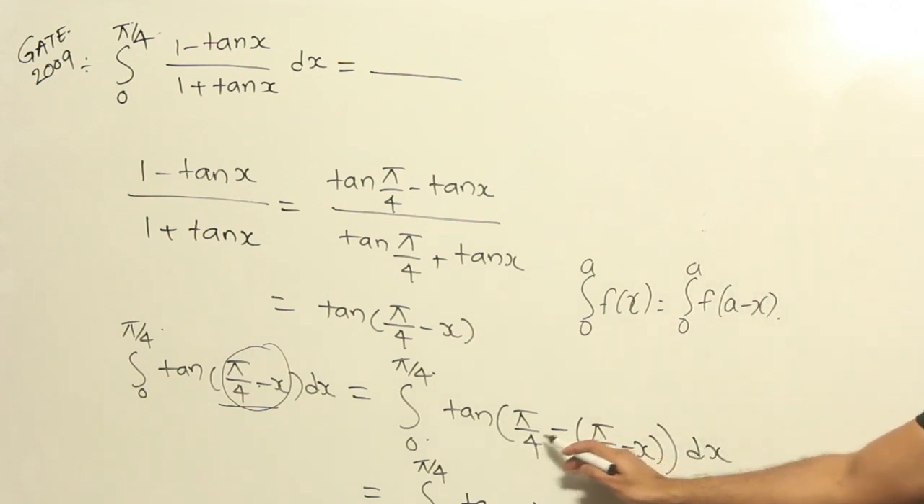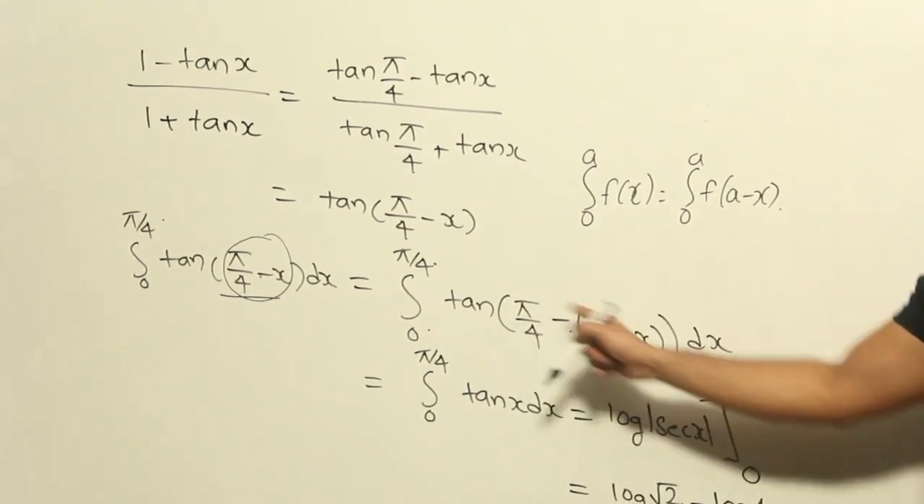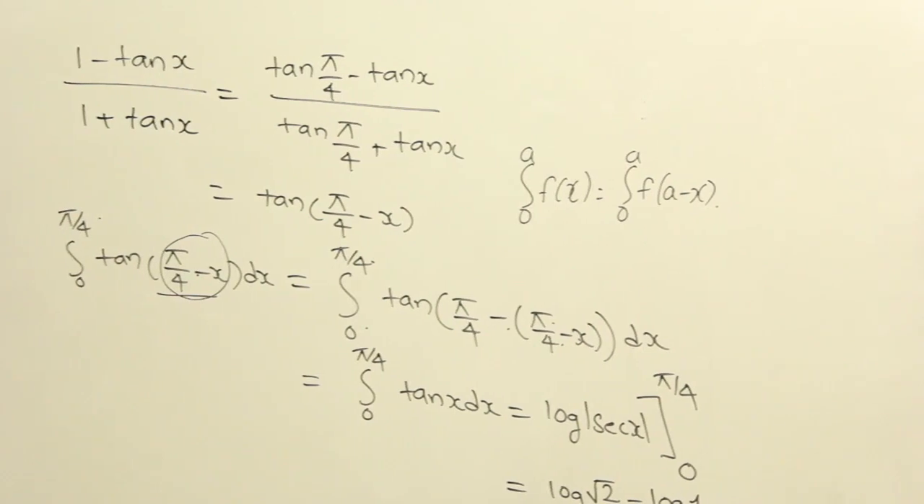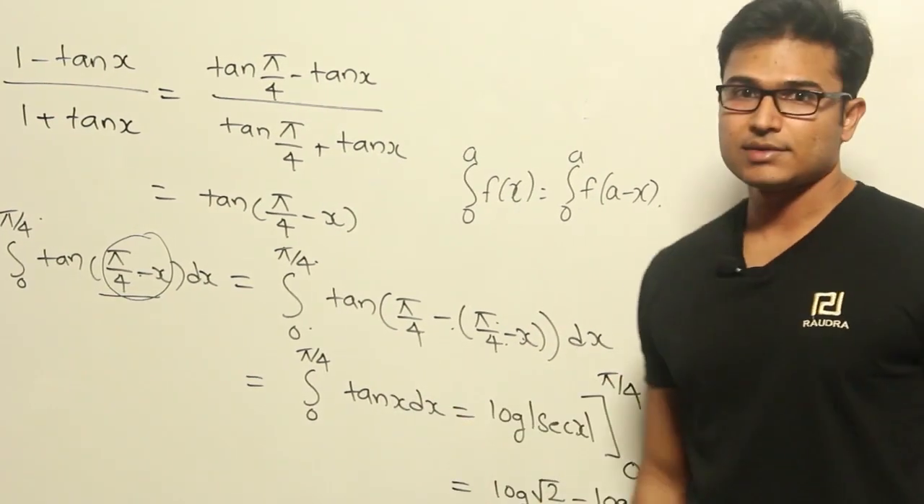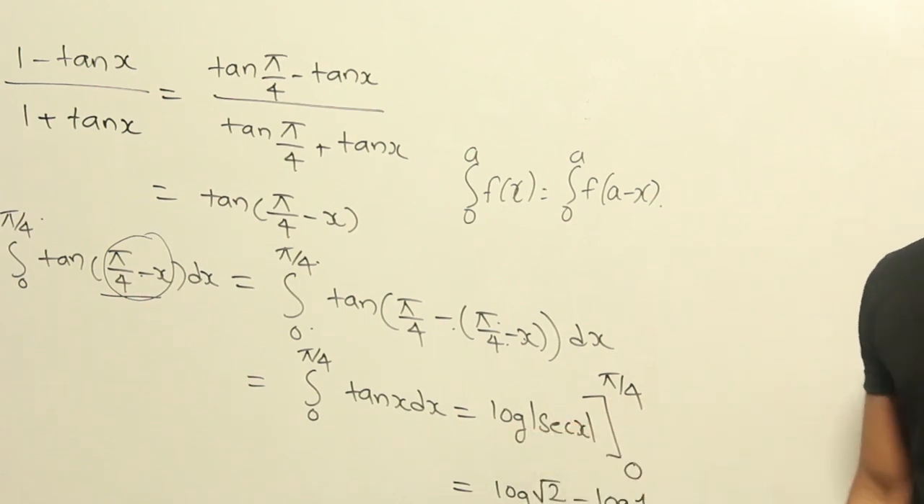So it is going to be pi by 4 minus pi by 4 minus x. So if you strike off this, it is going to be tan x. So integral 0 to pi by 4 tan x dx. Now we know that integral tan x is going to be log secant x.